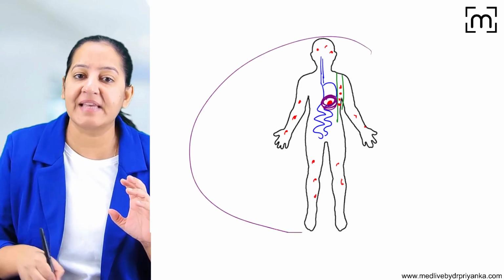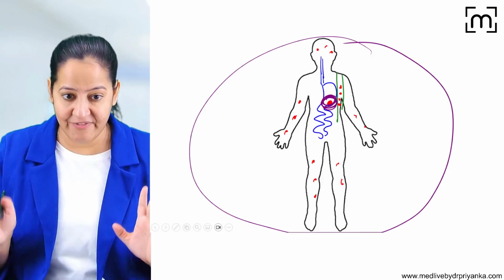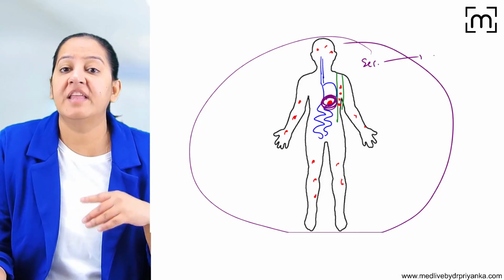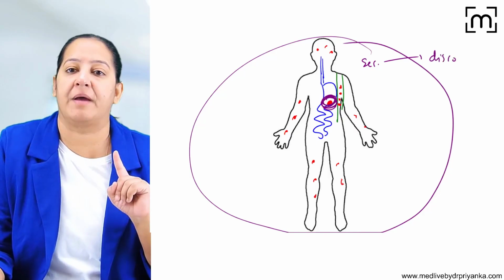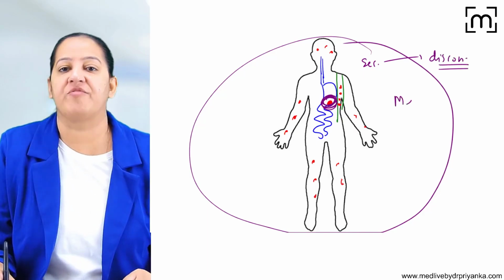So you can see multiple secondaries are there from one primary. The primary is one from which multiple secondaries are arising. And you can see the multiple secondaries which are there throughout the body. They are discontinuous from the primary. The word discontinuous is important and should be highlighted. That is the definition of metastasis.